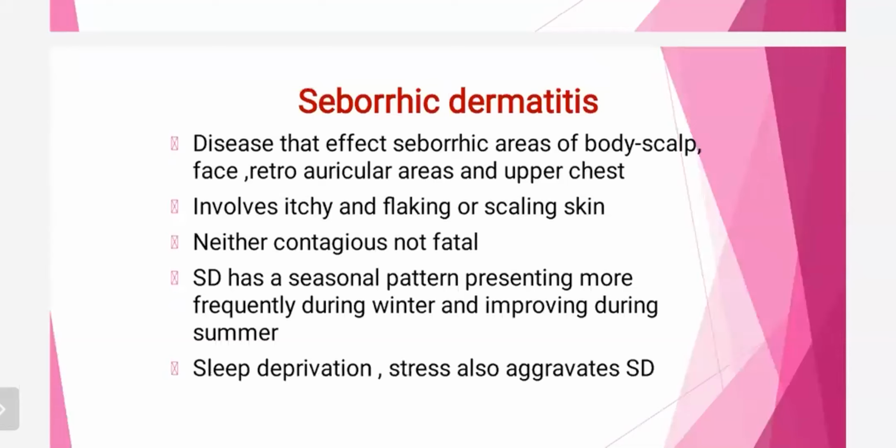It is a disease that affects seborrheic areas of the body: scalp, face, retroauricular areas, and upper chest. Means it is a local manifestation of the generalized seborrheic dermatitis, which can also manifest in the scalp. It involves itchy and flaking of the scaling skin, and it is neither contagious nor fatal. Seborrheic dermatitis has a seasonal pattern, presenting more frequently during the winter and improving during the summer, and sleep deprivation and stress also aggravate the seborrheic dermatitis.